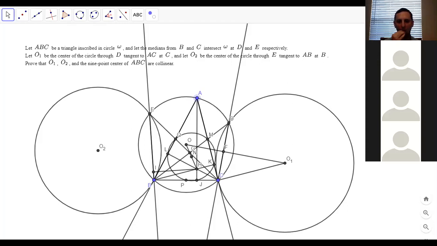It's a good problem. We need some similar triangles somewhere, I feel like.